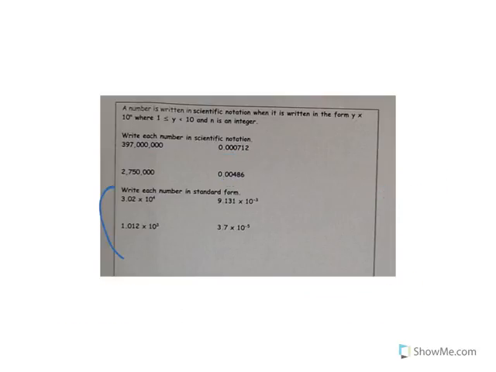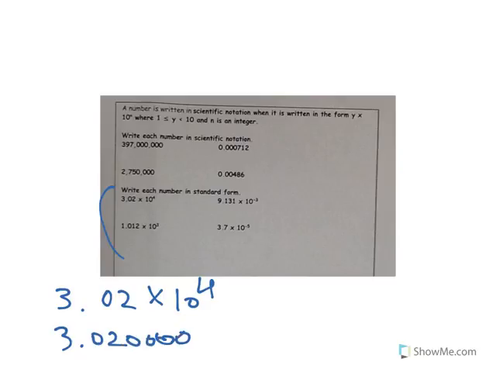For these, when you write a number in standard form, all you've got to do is move the decimal point over, depending on the direction, whether the exponent is positive or negative. So here, 3.02 times 10 to the 4th, I rewrite it as 3.02, and then I just add a bunch of zeros, because I'm going to move the decimal point over. It's going to be 4 spaces I'm moving over: 1, 2, 3, 4.